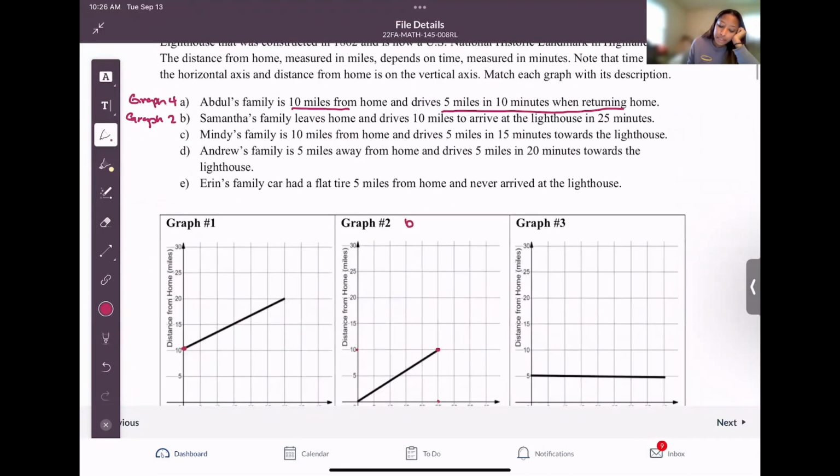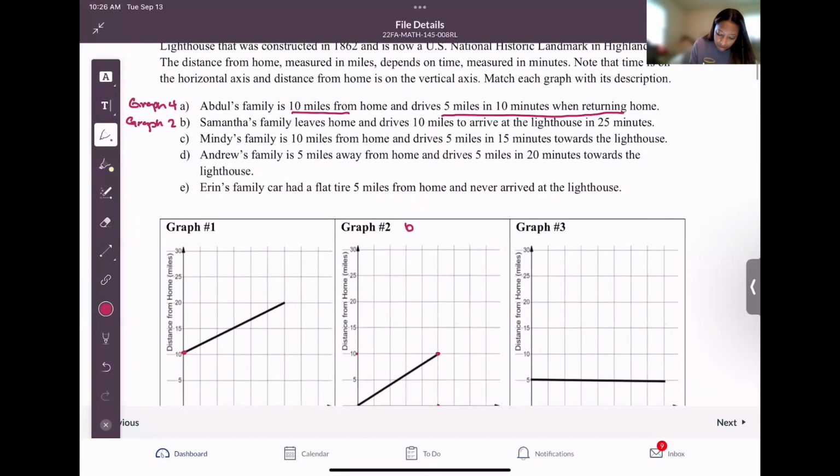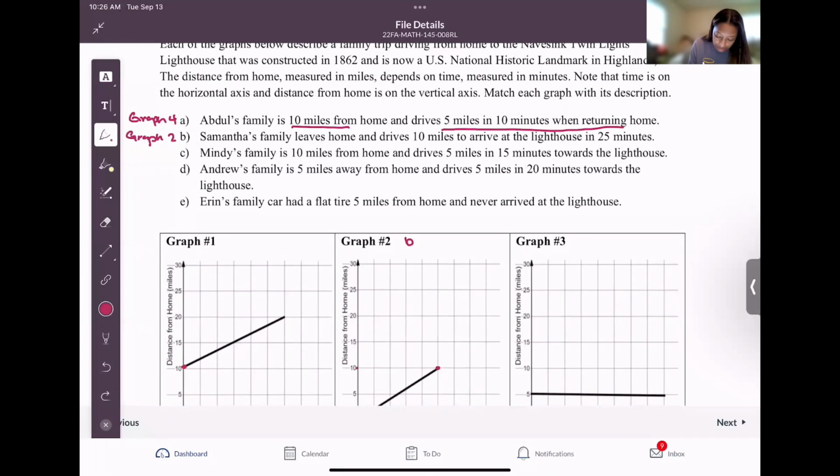For part C, Mindy's family is 10 miles from home and drives 5 miles in 15 minutes towards the lighthouse. Okay, so which picture or which graph does this match with? All right, so this was C, and that matches with graph 1.